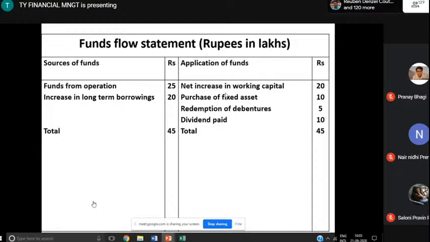Then, see the question we have written, purchase of fixed asset 10 lakhs. Why 85 lakhs became 95 lakhs? Why redemption of debentures? Closing balance is lower than the opening balance. Why increase in long-term borrowings? Closing balance is more than the opening balance. Then the dividend paid 10 lakhs, total 45. Done? Say yes, no? Yes? Done?